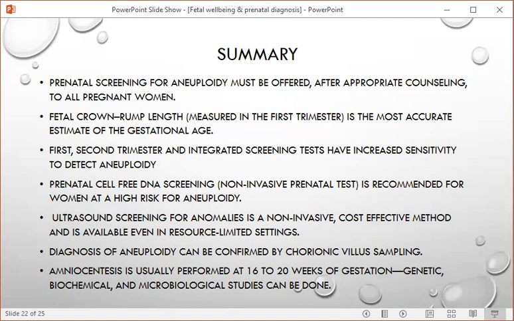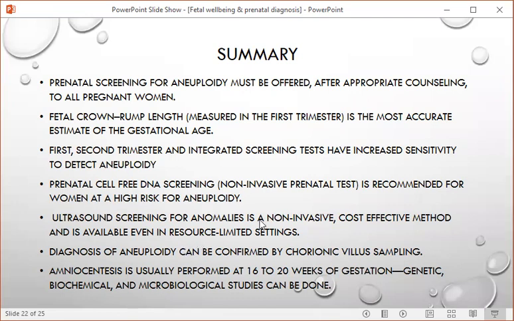To conclude, prenatal screening for aneuploidy must be offered after appropriate counseling to all pregnant women, and fetal crown rump length measured in the first trimester is the most accurate estimate of the gestational age. First, second trimester and integrated screening, serum screening tests have increased sensitivity to detect aneuploidy. Prenatal cell-free DNA screening is a non-invasive prenatal test only recommended for a high-risk group of patients. And ultrasound screening for anomalies is a non-invasive and cost-effective method, even available in resource-limited settings.